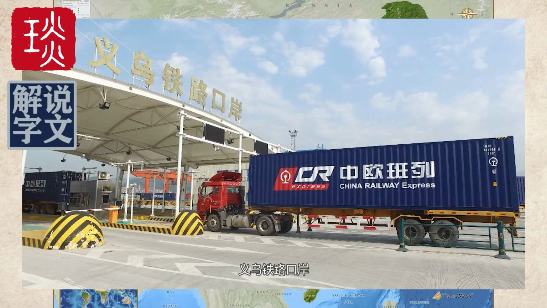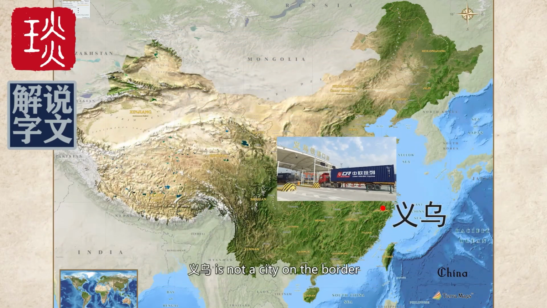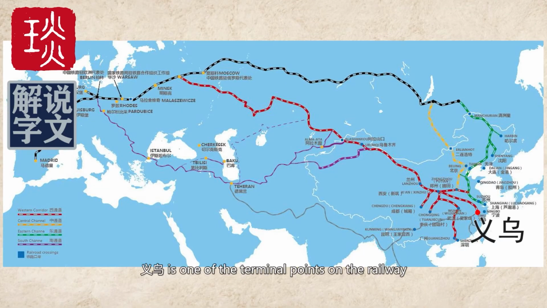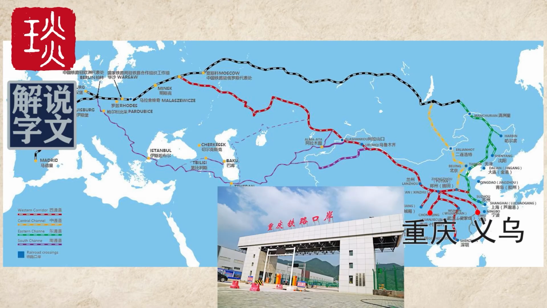义乌铁路口岸. Yiwu is not a city on the border. Why does it have a 口岸? Notice there is a train with China Railway Express on it. Yiwu is one of the terminals on the railway between China and Europe. Goods are cleared here and shipped all the way to Europe. So it's a 货物口岸, a port for goods, not for human. For the same reason, there is also a 重庆铁路口岸.